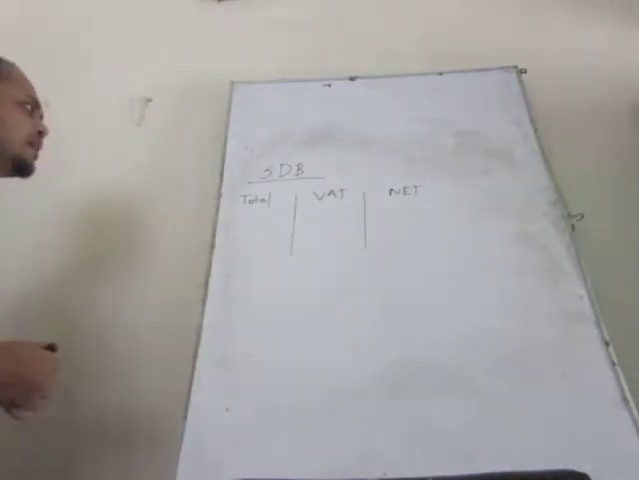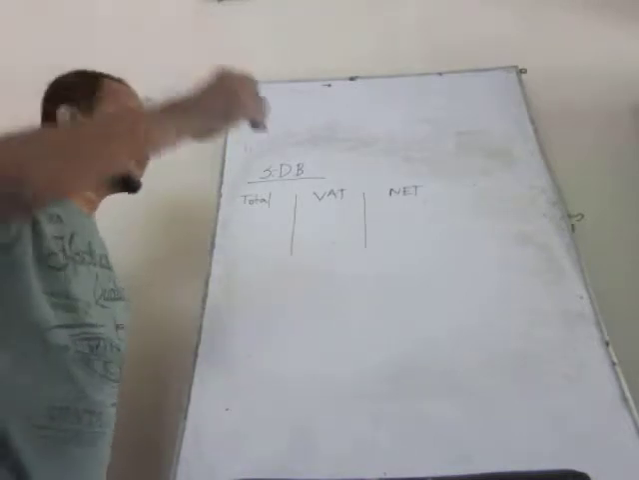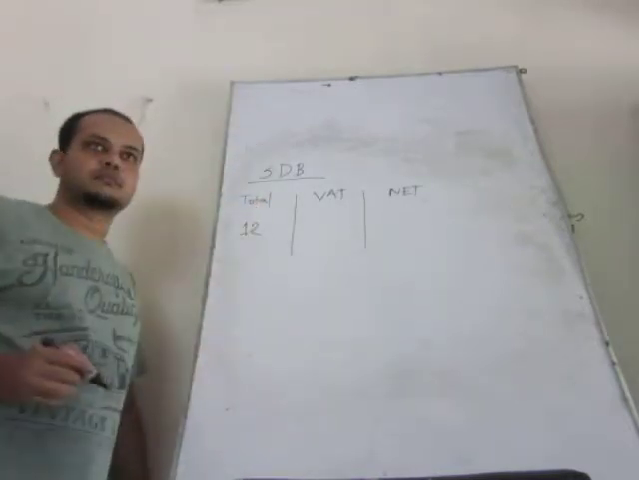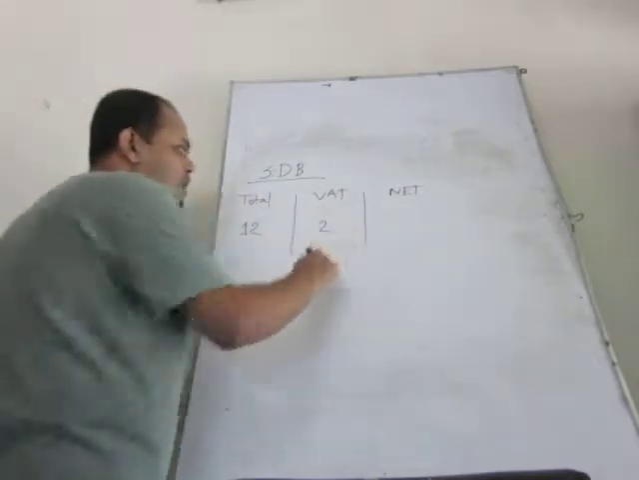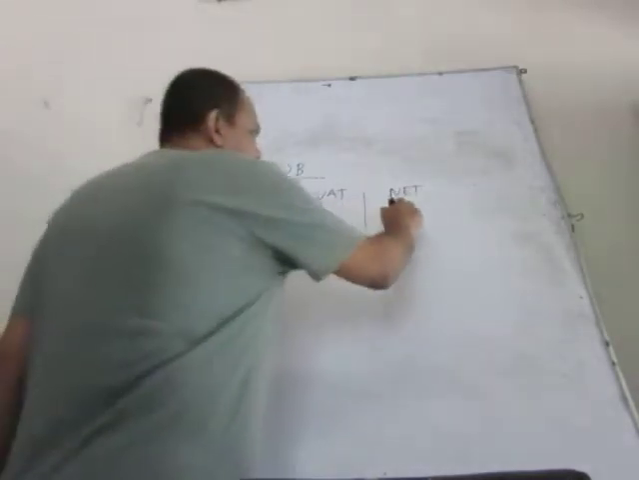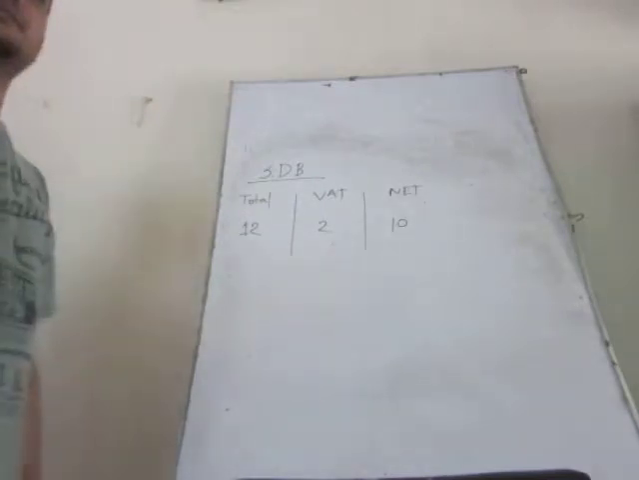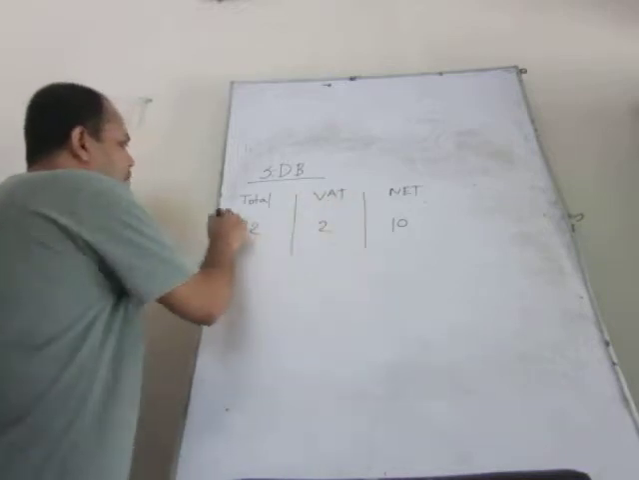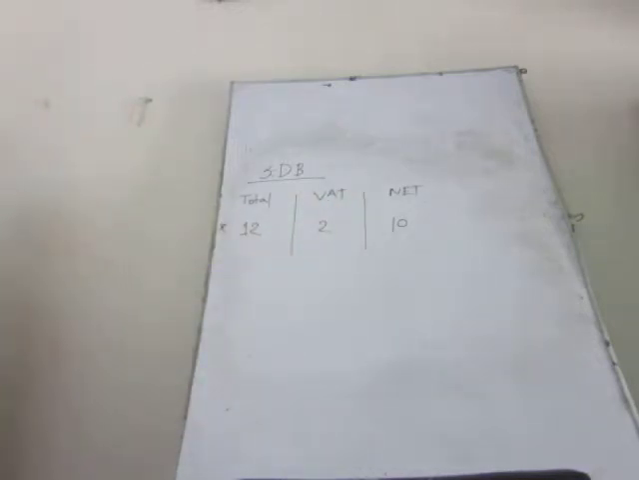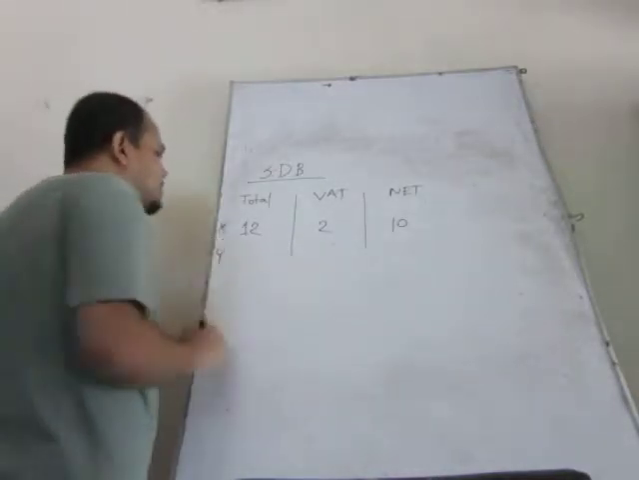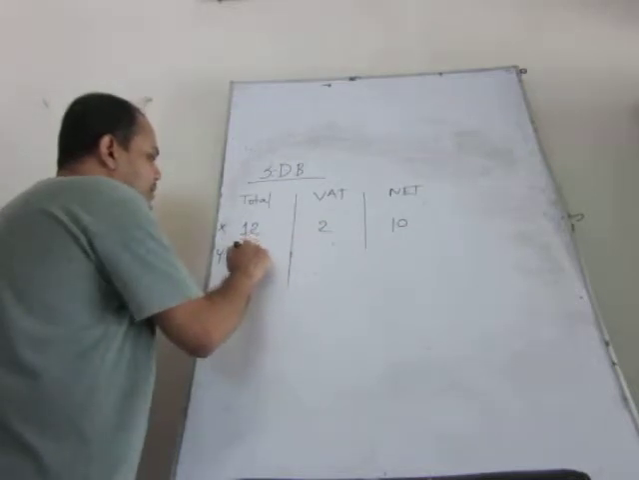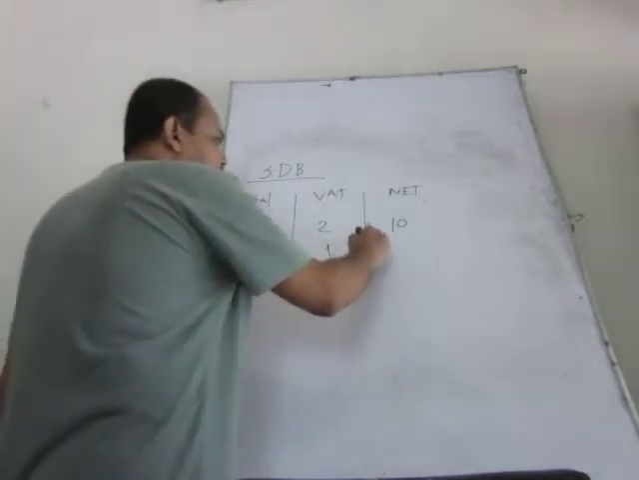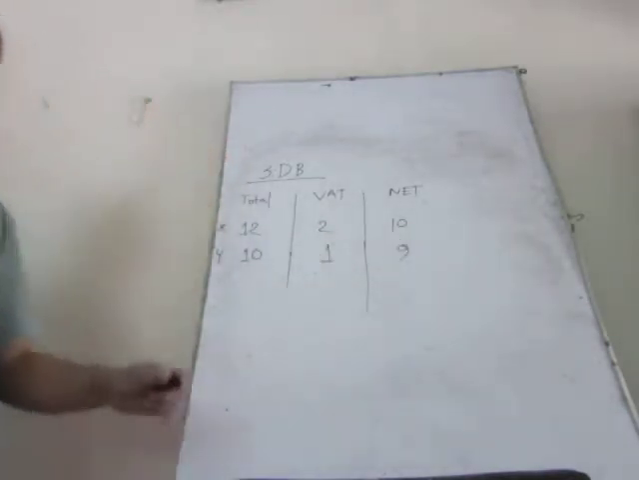Suppose, for example, today you buy one of these pens for 12 taka. 2 taka was VAT and 10 taka was the net price of this pen. Clear? Then the next day, suppose you sell this to Mr. X. Next day, to Mr. Y, you sell, for example, for 10 taka. 1 taka was VAT and 9 taka was, for example, the net price.